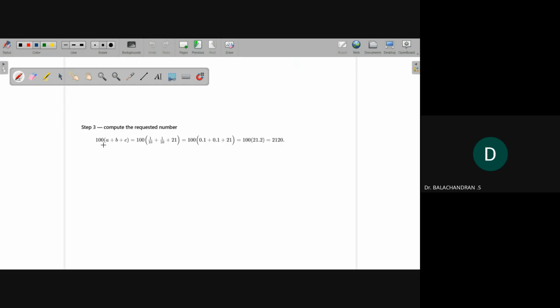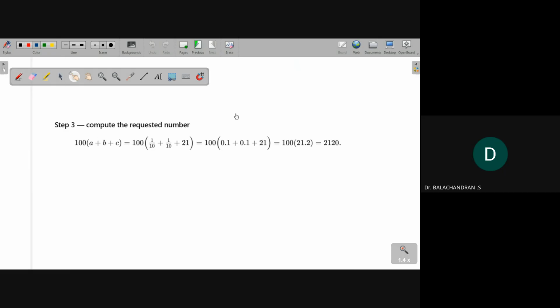What is the question asking? 100 times (a plus b plus c). Now a is 1 by 10, b is 1 by 10, c is 21. You can just simplify and get the answer. So this is 21.2 into 100, that is 2120. So this is the final answer. Okay, thank you.